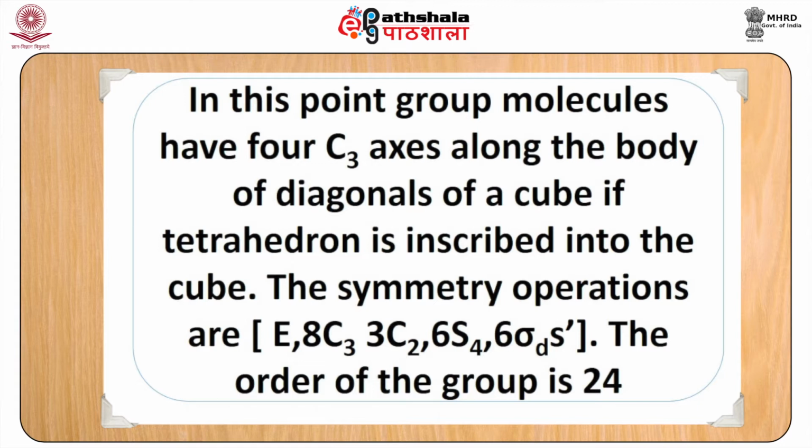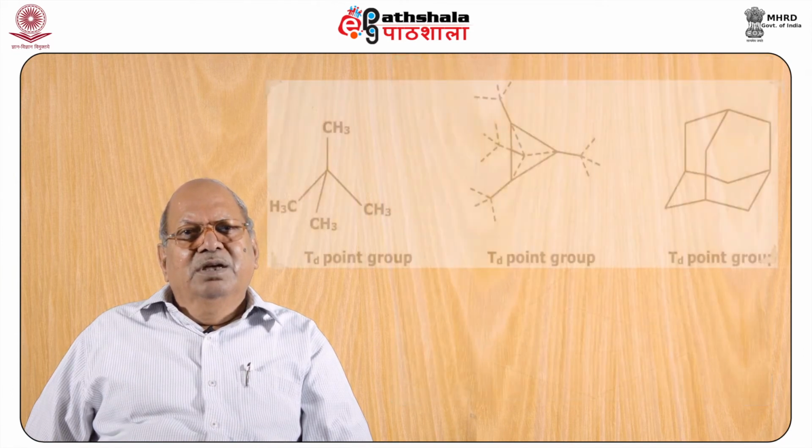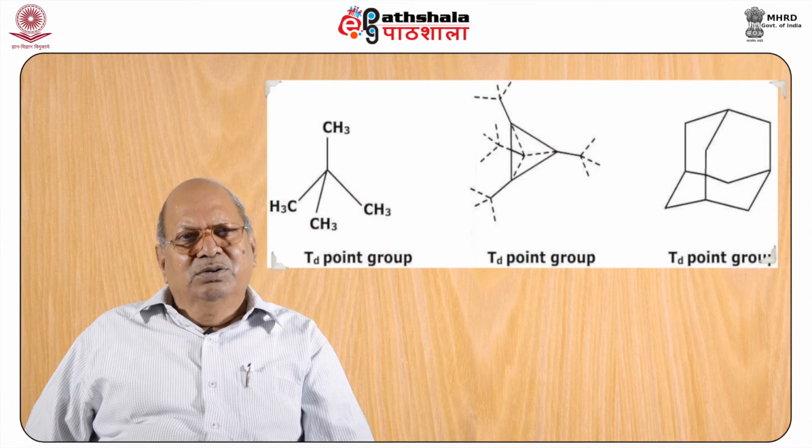3S4 coinciding with the Cartesian coordinates and are taken as the principal axis. The 6 sigma Ds bisect the angle between each pair of C3 axes. The order of the group is 24. Examples of molecules belonging to the Td group are given. These are the various examples, and you can also cite the common example CH4.